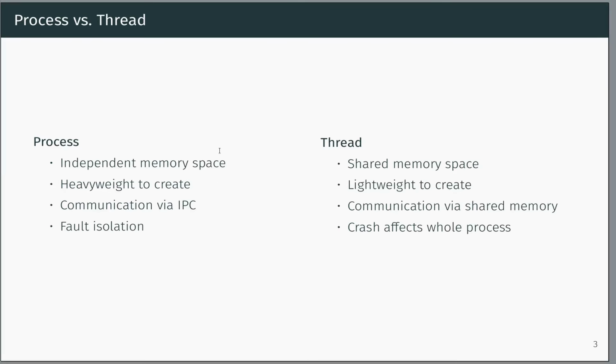Now we compare processes and threads. Multiprocessing is also a way to achieve concurrency and parallelism. Processes have independent memory space, are heavy to create, communicate via inter-process communication, and there is fault isolation. So if there is a problem, one process will crash, another will not. Then we have threads: shared memory space, lightweight to create, communication via shared memory, and crashes affect the whole process.